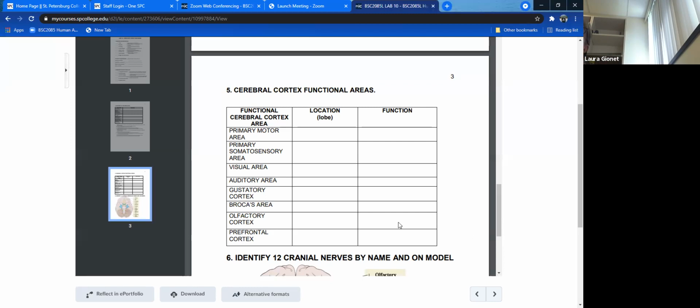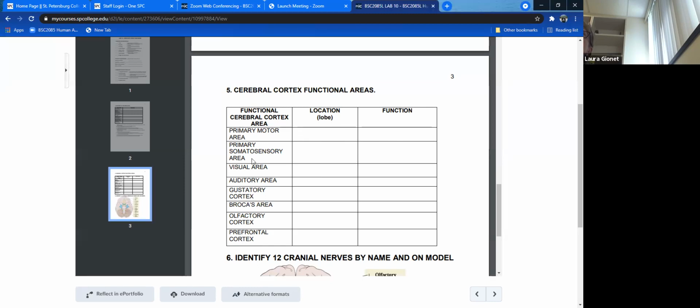All right. So here, the primary motor area, the lobe it's found on is the frontal lobe. And functionally, it initiates skeletal muscle commands. I generally don't ask the functions, I will admit, but I will ask you maybe what kind of functional areas are found on that particular lobe.